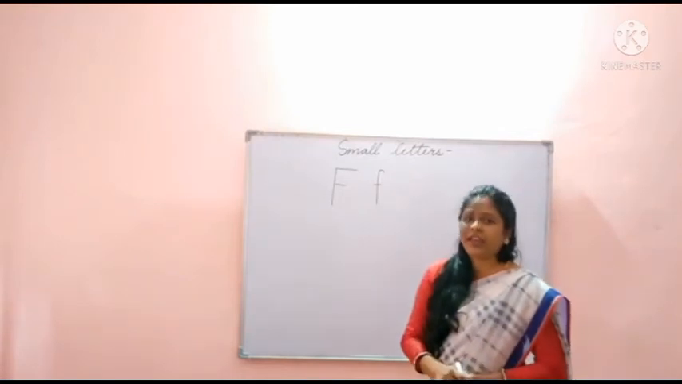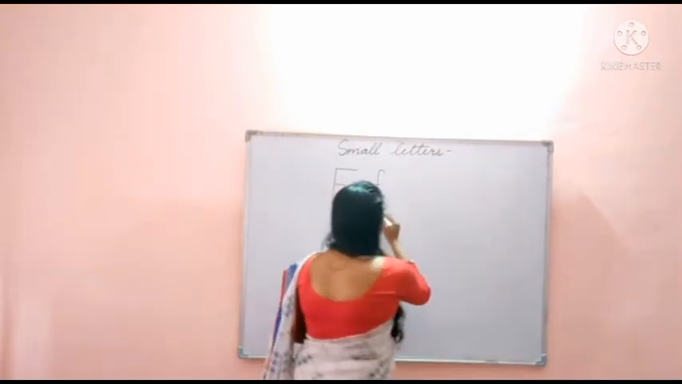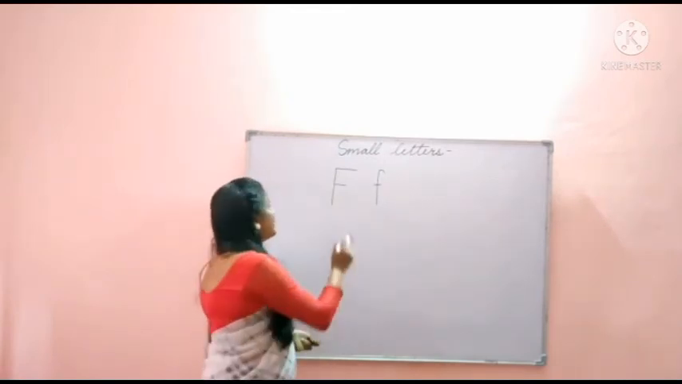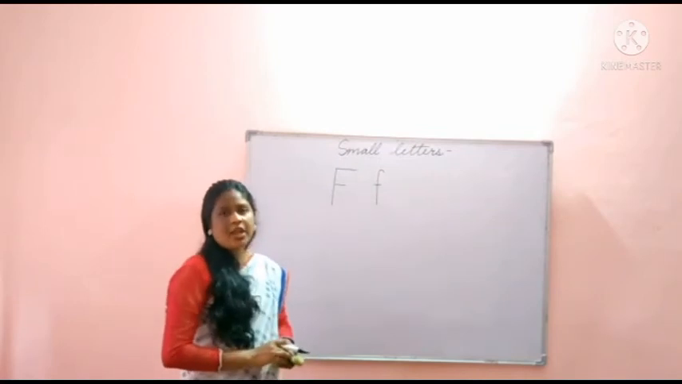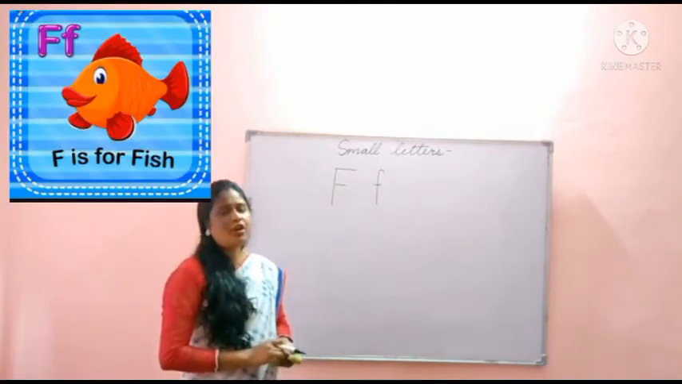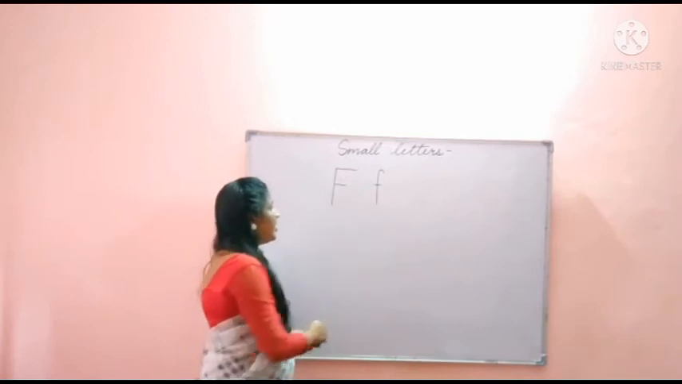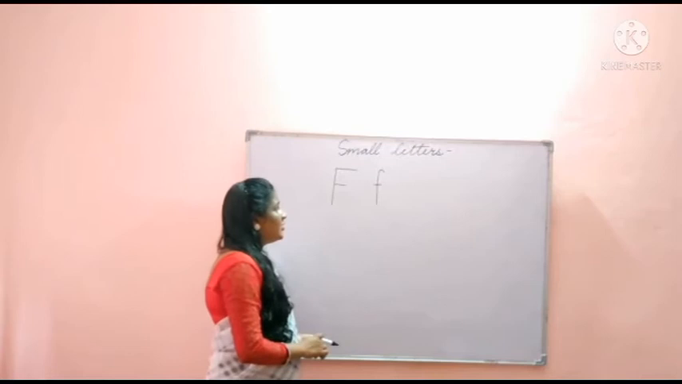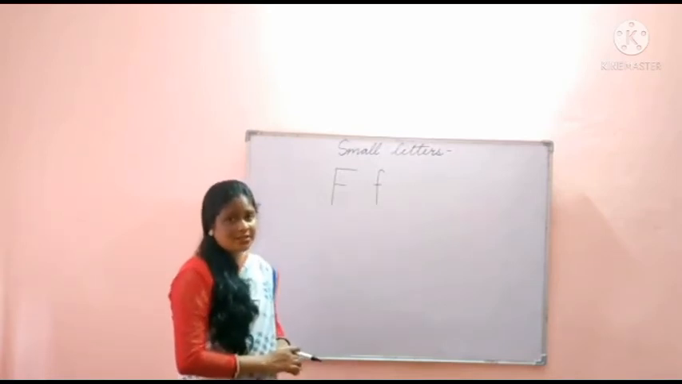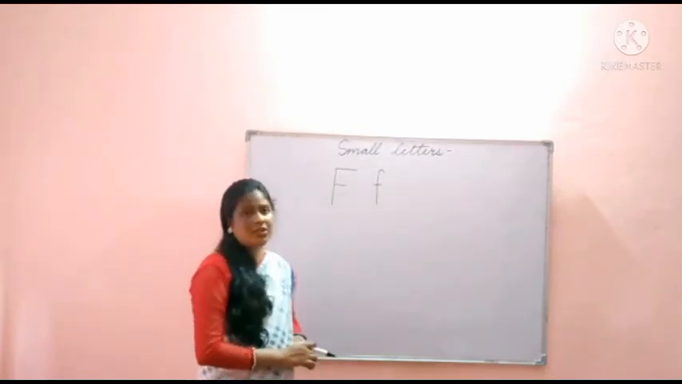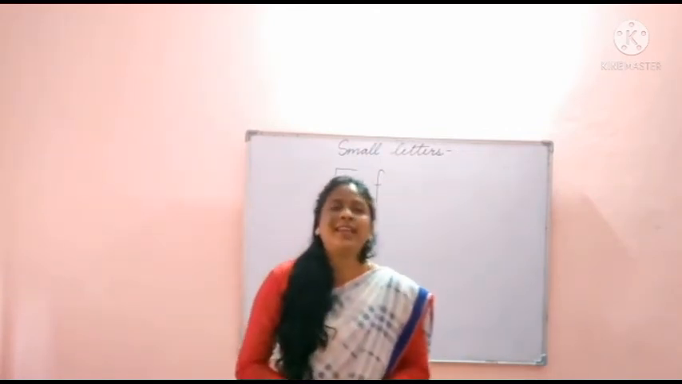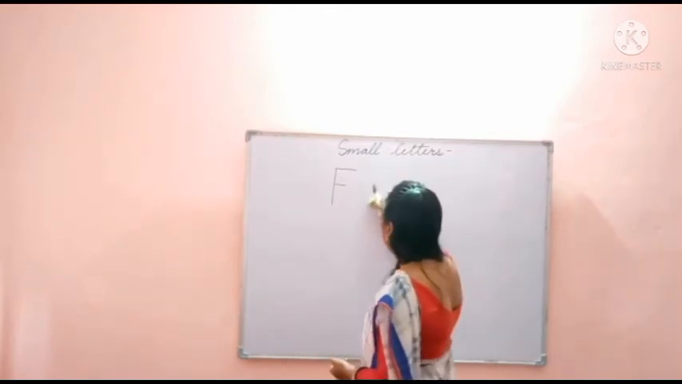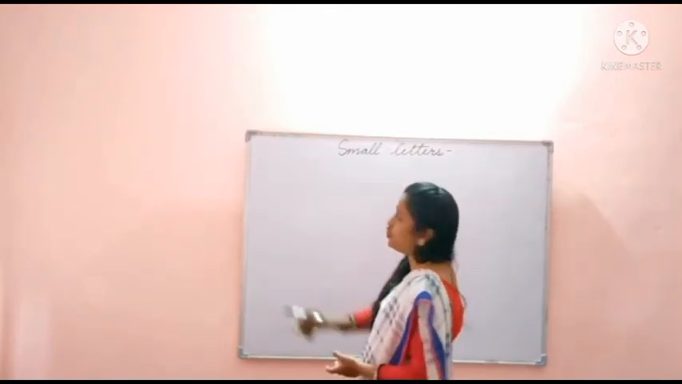So this is the way we write small letter F, and this is capital letter F. F for fish. So this is the way you have to write small letter F. Right? Got it? Okay. Now we are going to learn how to write capital and small letter G.